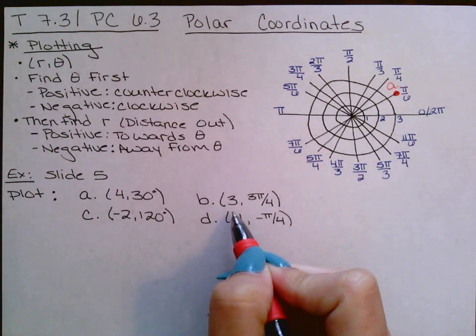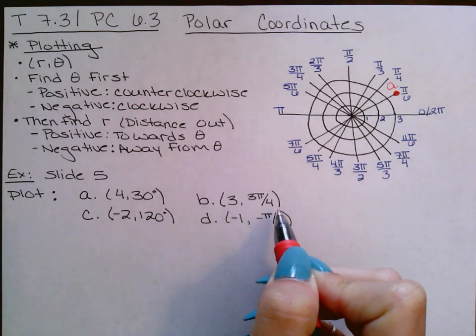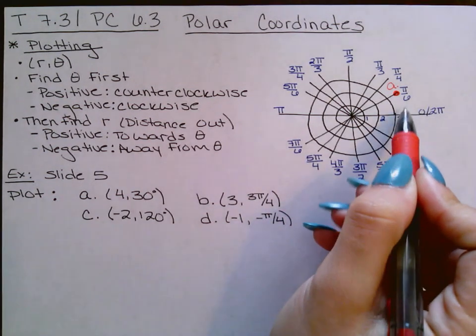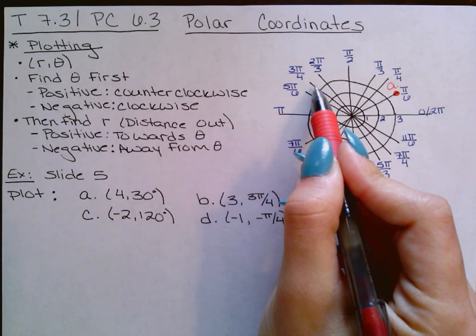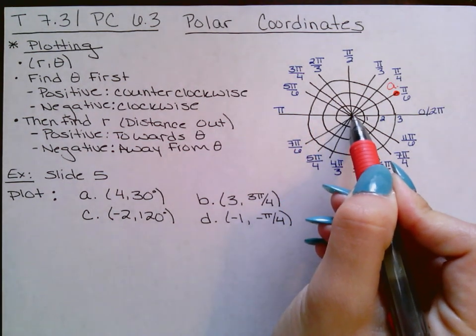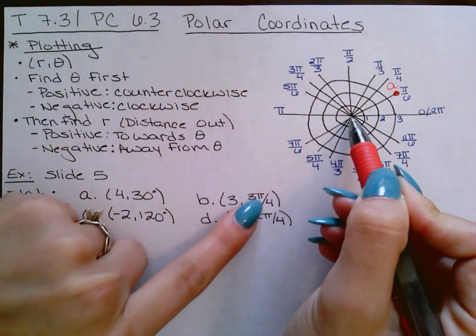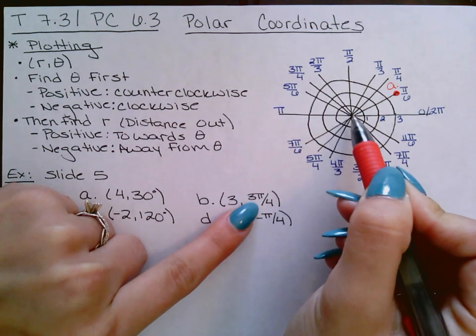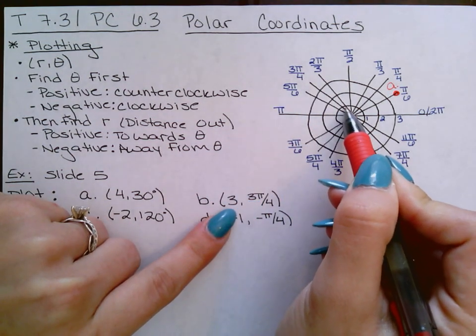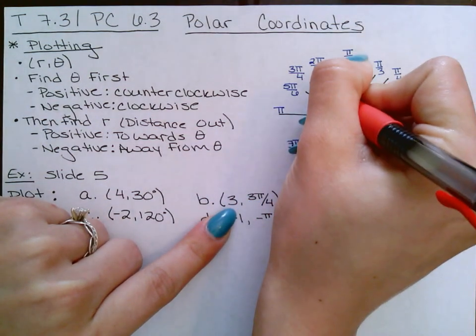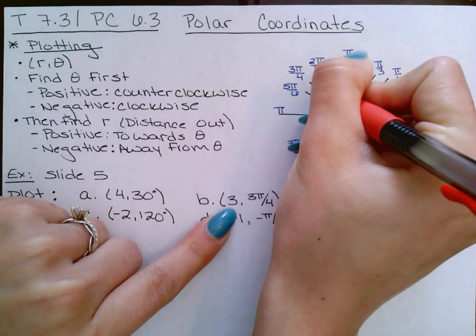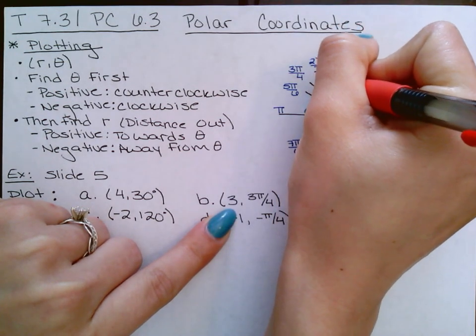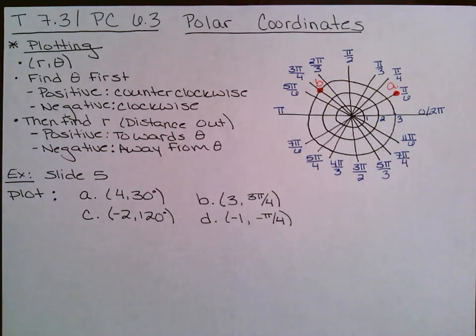B says 3 comma 3 pi over 4. So I'm going to look for 3 pi over 4, which is right here. Okay, this line. And I always start from the origin. So from the origin, looking at 3 pi over 4, I'm going to go 3 rings towards it. 1, 2, and 3. Okay, this is my B.